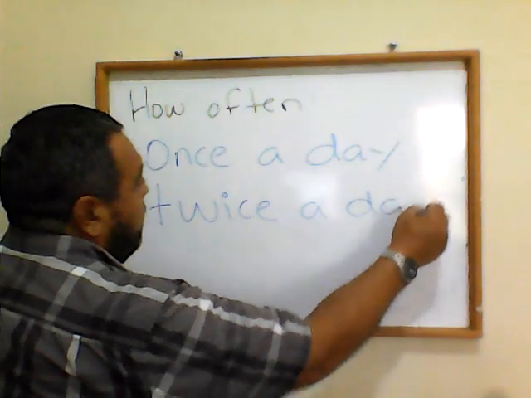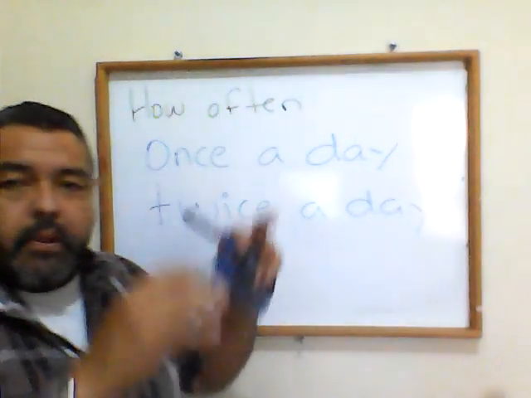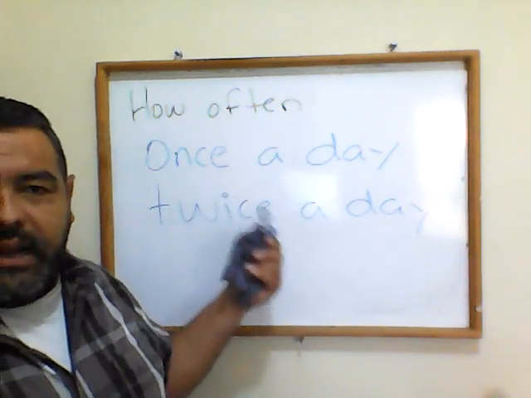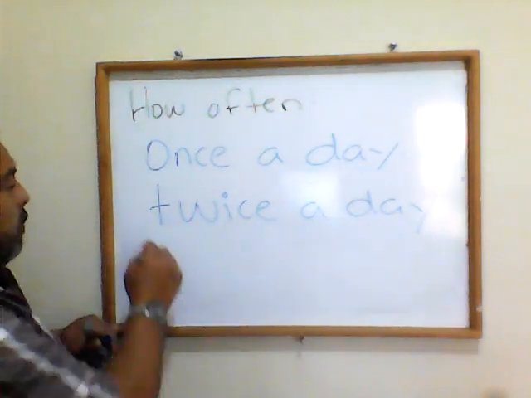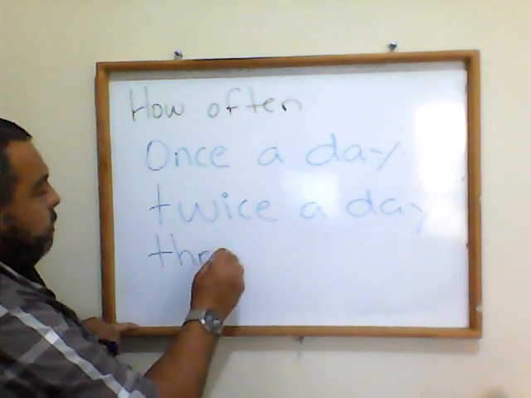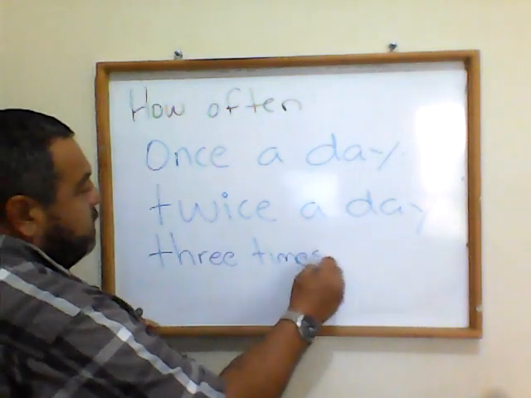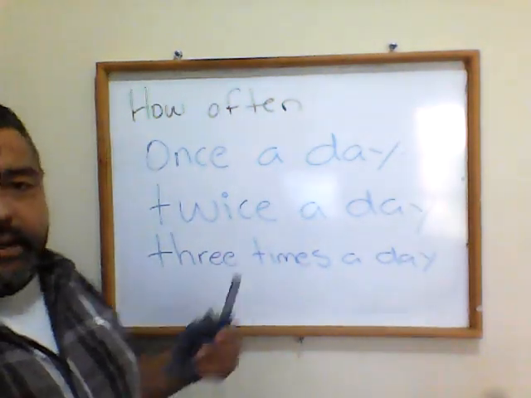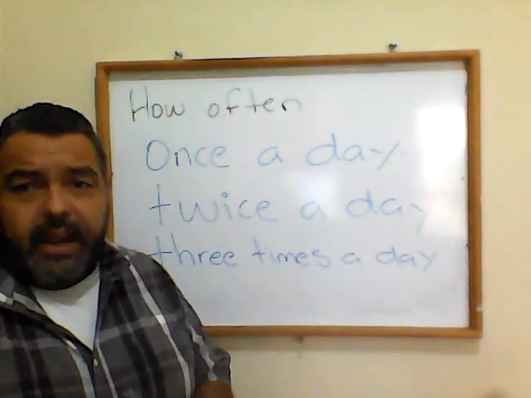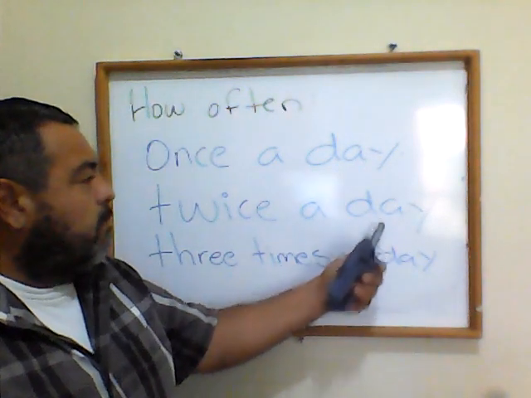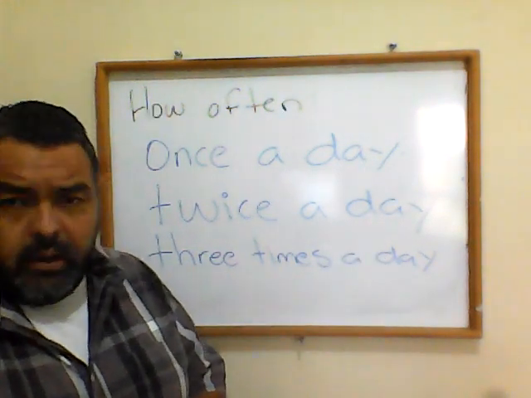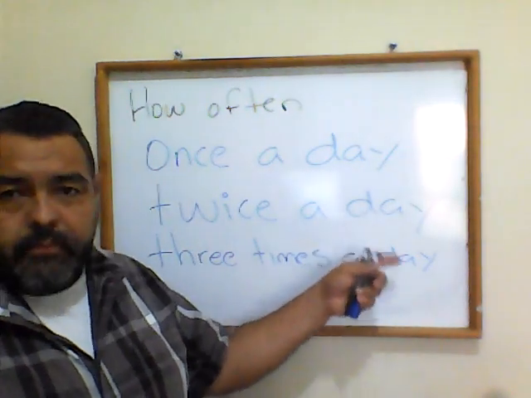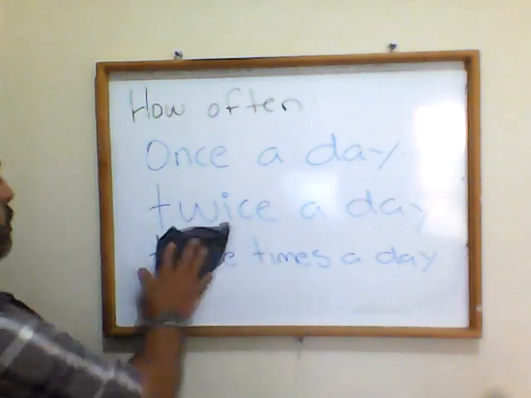twice a day. But for 3 and above, there is no other. So there's once a day, twice a day, and the other time will be 3 times a day, or 4 times a day, or 5 times a day. I'm talking on a daily basis, but it can be a weekly basis or it can be a monthly basis, even yearly.